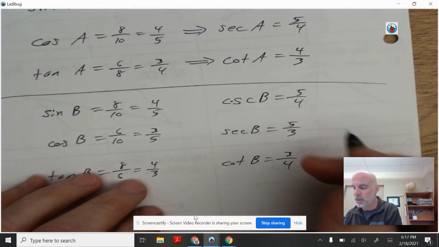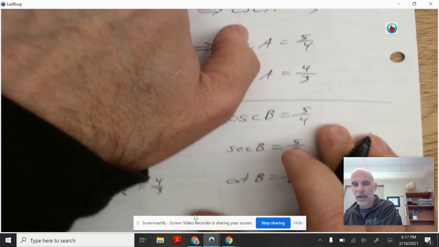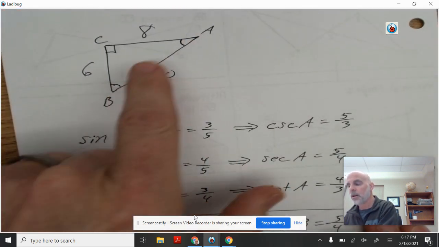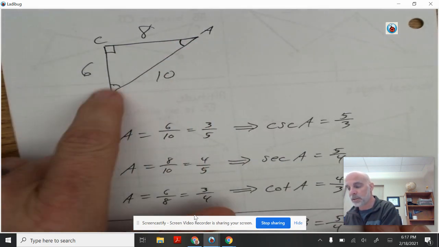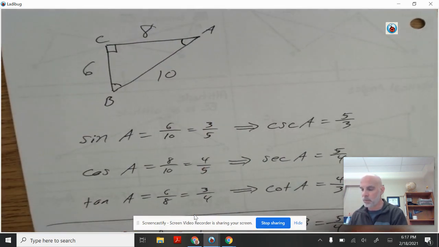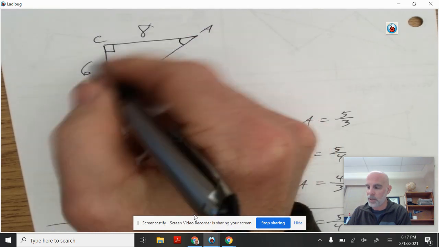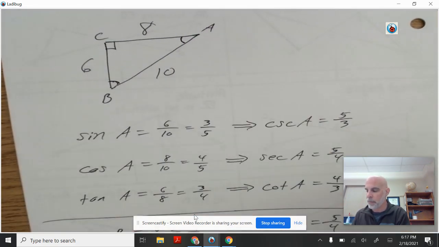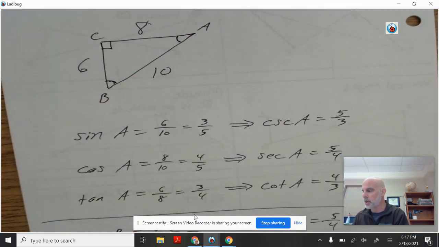They mean complementary because the sine from this angle is the same as the cosine from that one. Or the cosine from this angle is the same as the sine from that one. When you change your angle's point of view, it switches the opposite and the adjacent. Okay, but the hypotenuse is always locked in.